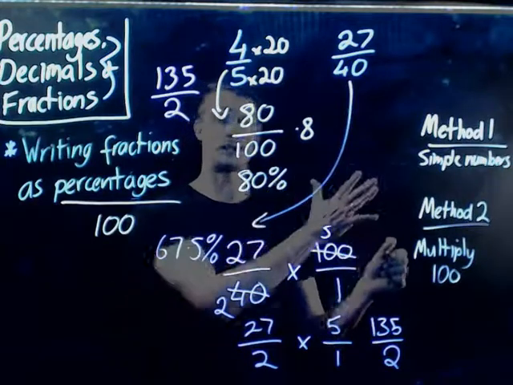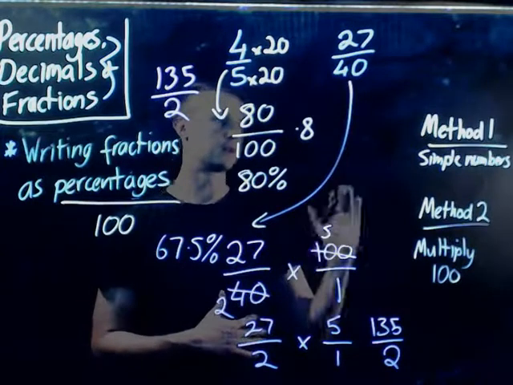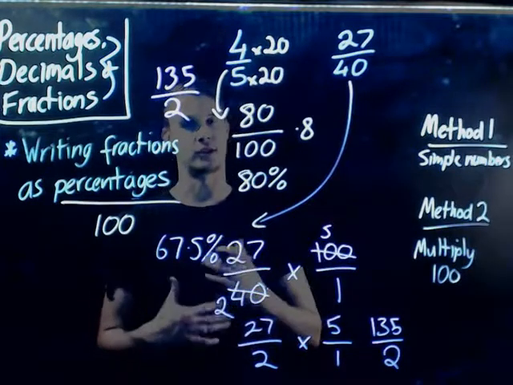So you have two methods here. It's easy when you have a simple denominator, as we see in method 1, but method 2 also is quite easy as long as you get that repetition in.